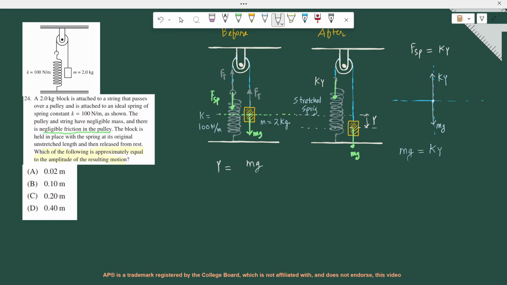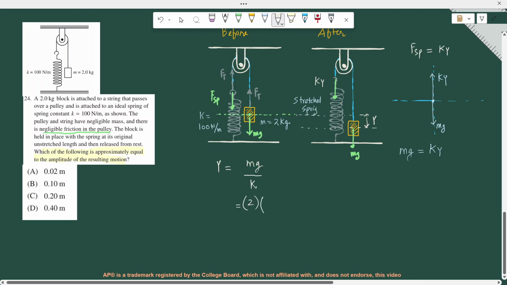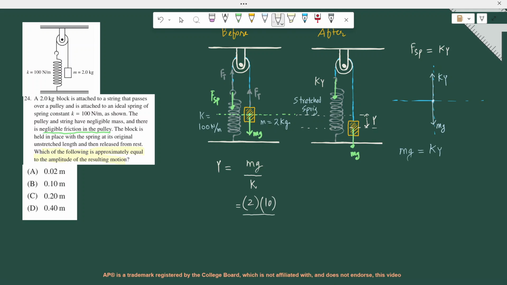So y is the weight of the block divided by the spring constant. You can use the value 10 for g, and k is 100. So that is 0.20 meter. It means, dear students, that that was the spring's initial position, and this is the spring's new position. This is actually an equilibrium position where the spring is right now.